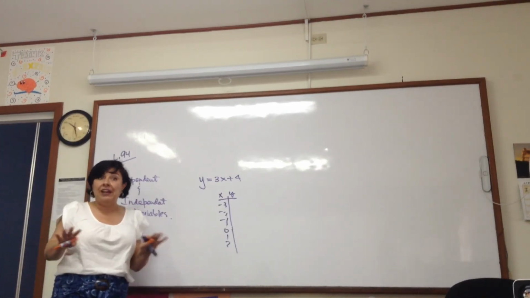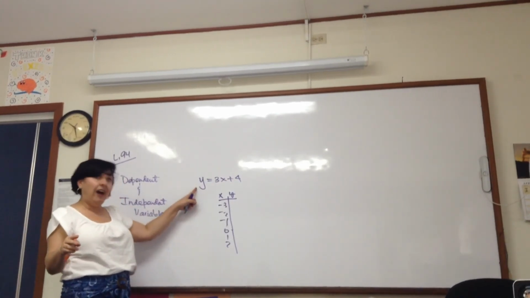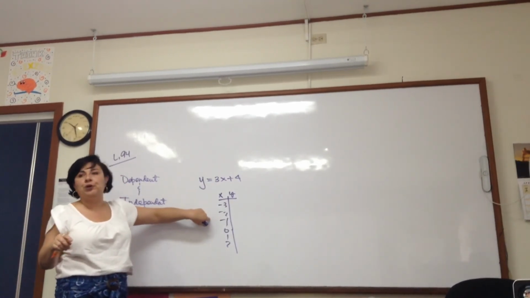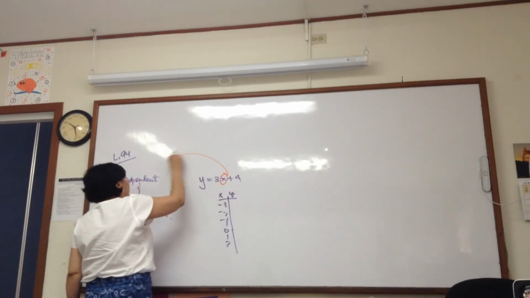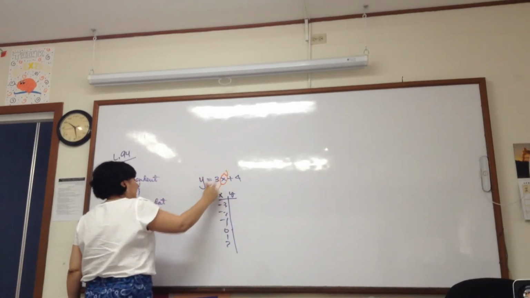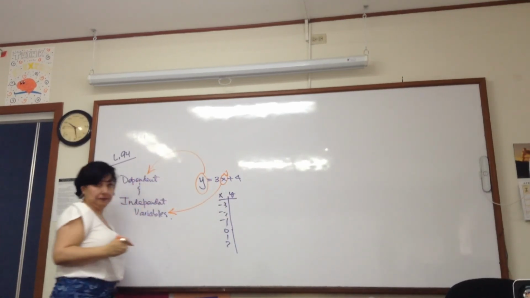Because it doesn't depend on anything. It's on its own. You can put whatever you want in it. But the other one depends on what you put in here. Right? So this one would be the independent, and this one would be the dependent. Make sense?